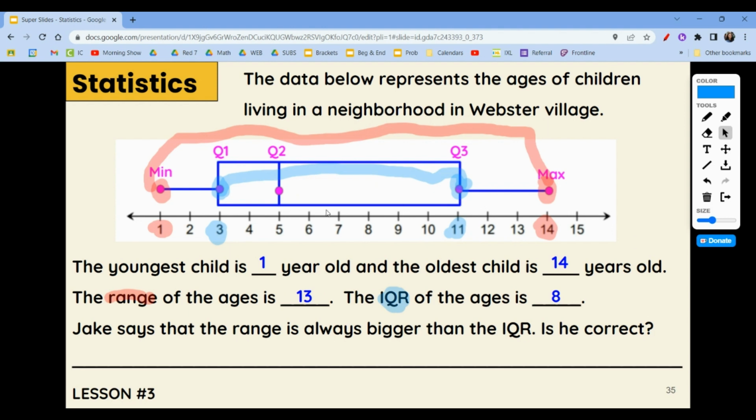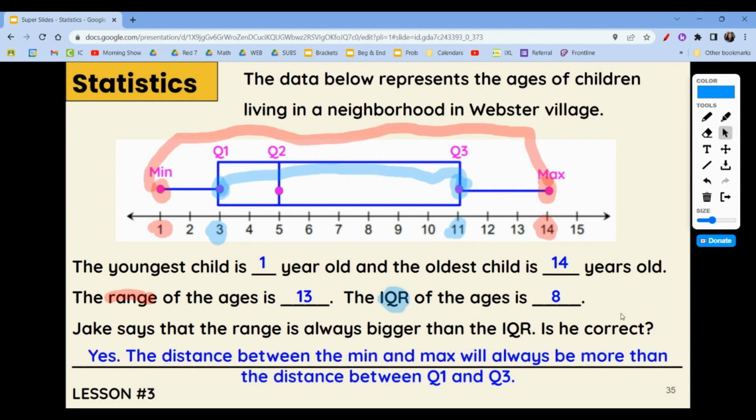Well, looking at the box and whisker plot, the whole range is always going to be bigger than just the box. So we're going to say yes. The distance between the minimum and the maximum will always be more than the distance between Q1 and Q3. Please pause the video so that you can make sure you write this down, because I'm about to go to the next slide.